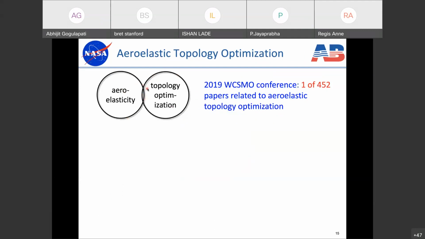It's very small. If I go back to that same 2019 WCSMO conference, which had 450 some papers, maybe one of those papers, only one, was related to aeroelastic topology optimization. So there's a community of people working inside this very small area here, but it's not that large. And the reason it's not that large is because the backgrounds necessary to be proficient in these two fields are quite different, right? So the background for aeroelasticity is quite different than the background for topology optimization, and you don't find that many people who are simultaneously interested or maybe proficient in both, perhaps.